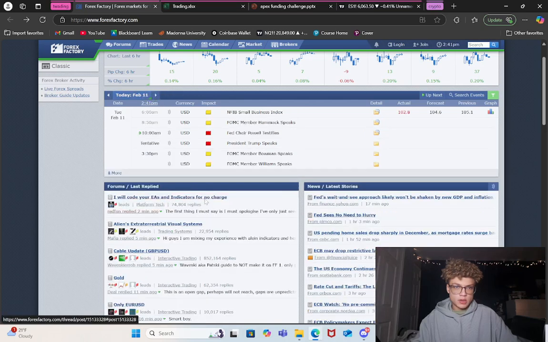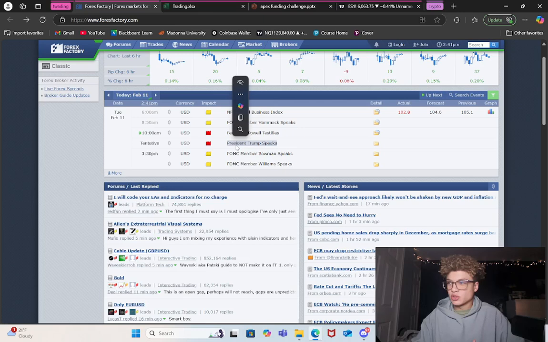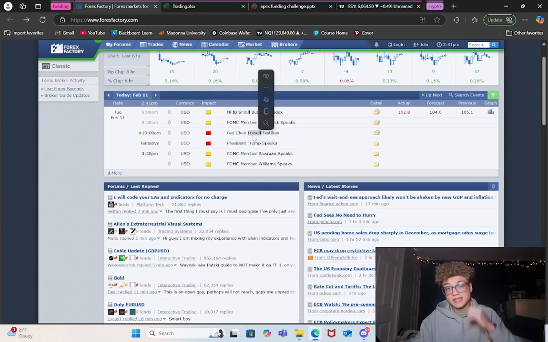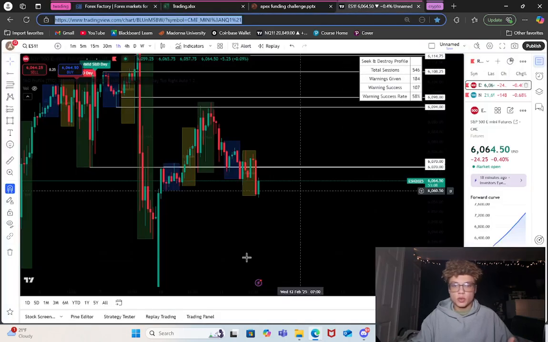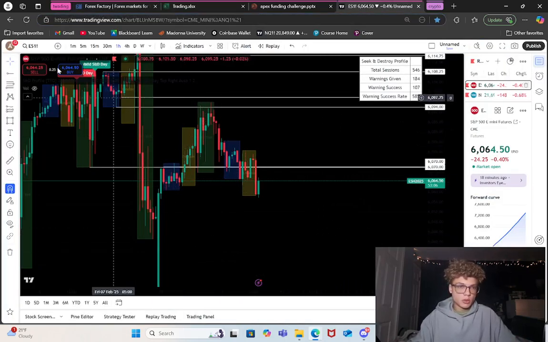So today we have Powell speaking and Trump speaking. I don't know when Trump's speaking. Usually that doesn't impact it too much, but Powell speaking will, and it's at 10 a.m. today. So that is a really bad thing for traders because you're not really going to be able to find a trade with Powell speaking at 10 a.m., right? There's going to be a wonky candle.